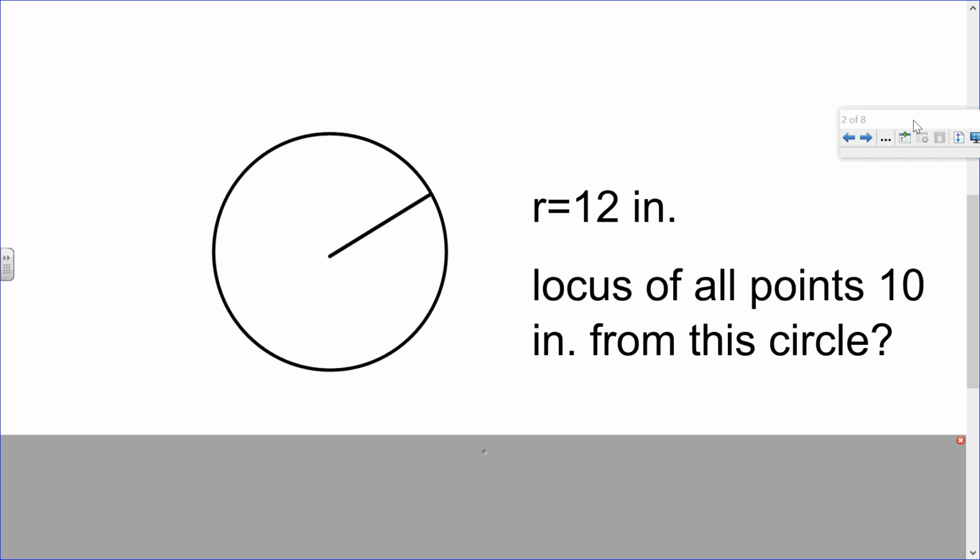Some ideas of what we'd get. Jack? I've got to stick with 2D. What do you think I'll get if I go 10 inches away from that circle? Chloe, what are you thinking? Abby, what are you thinking?